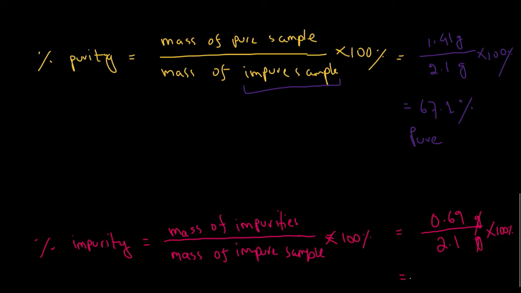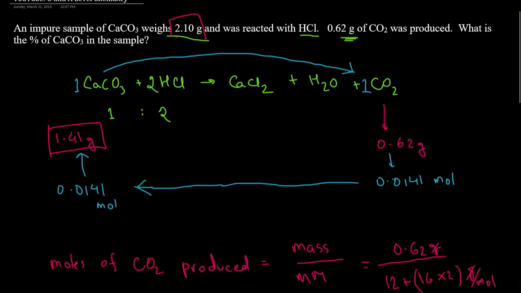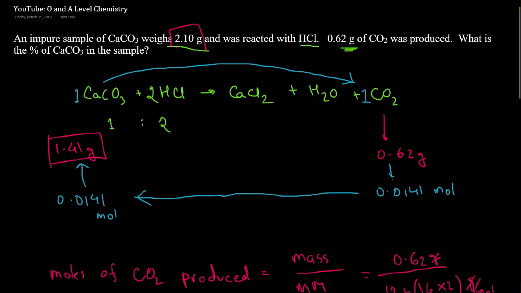So you can just, you know that it's going to be 100 minus 67.1, but let's just do it. So this is 32.9% impure. So that's how you do simple purity calculations. In the next part of this video, I'm going to talk about how to do a much more advanced problem that requires titration.